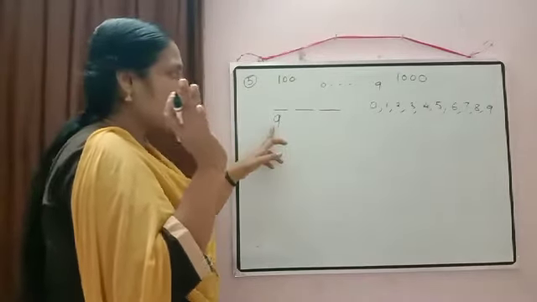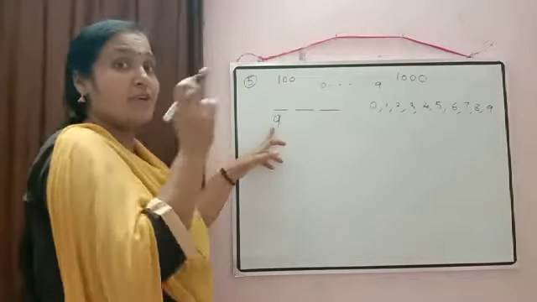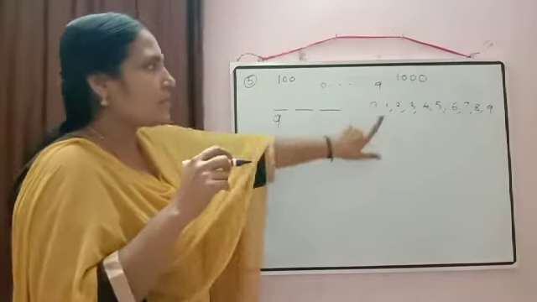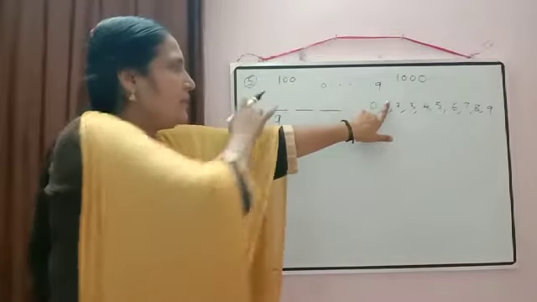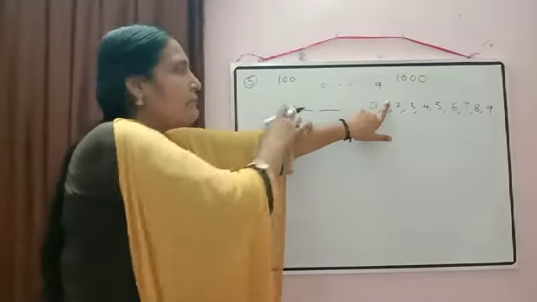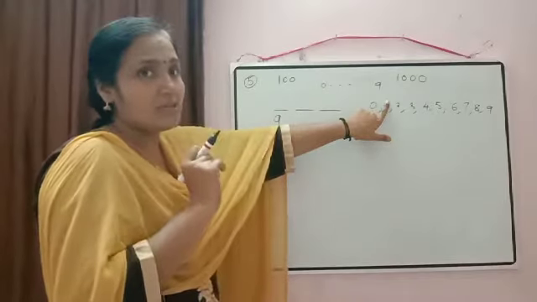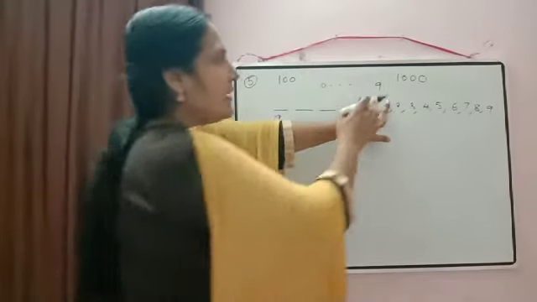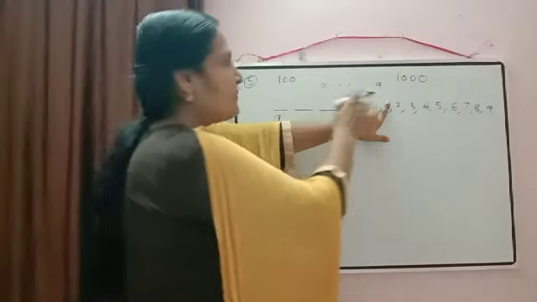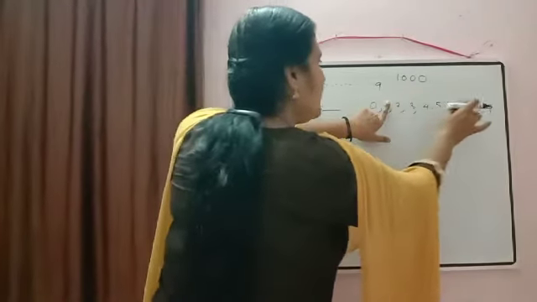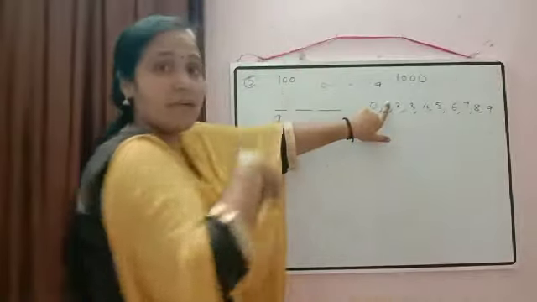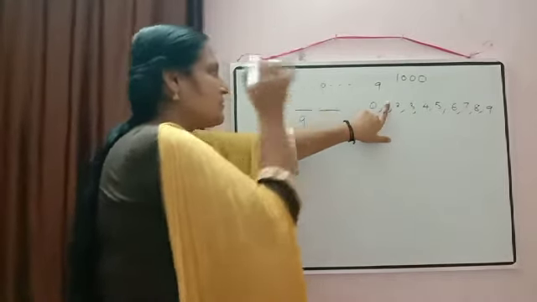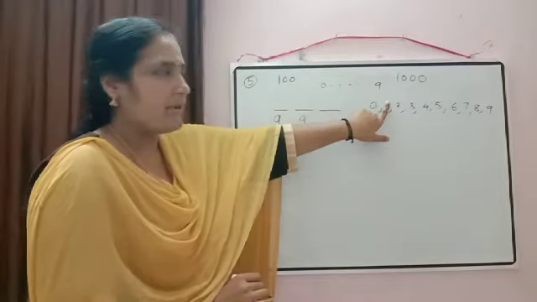So if this place can be filled in 9 ways, it means we wrote one number here except 0. Suppose I wrote 1 here. So again 1 will not come, because repetition is not allowed. Now how many options are available with us? Again, 0 can come here now. 1, 2, 3, 4, 5, 6, 7, 8, 9. Again we have 9 numbers available with us. So the tens place also can be filled in 9 ways.